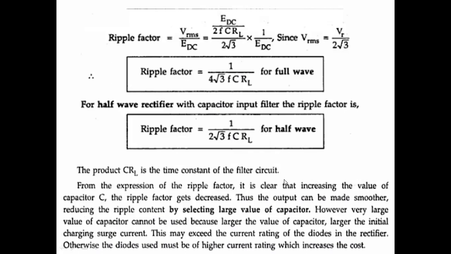So to get a smooth DC output voltage, we have to increase the capacitor value. But increasing the capacitance causes some problems: the rating of the capacitor increases, and a larger initial surge current is generated for charging. These are the problems with using a large capacitor value. So this is about the ripple factor.